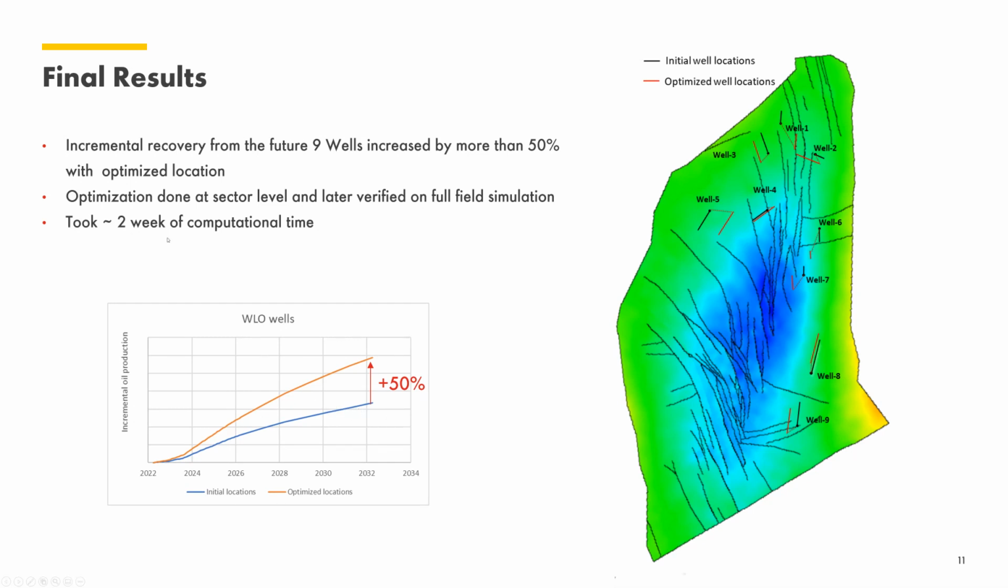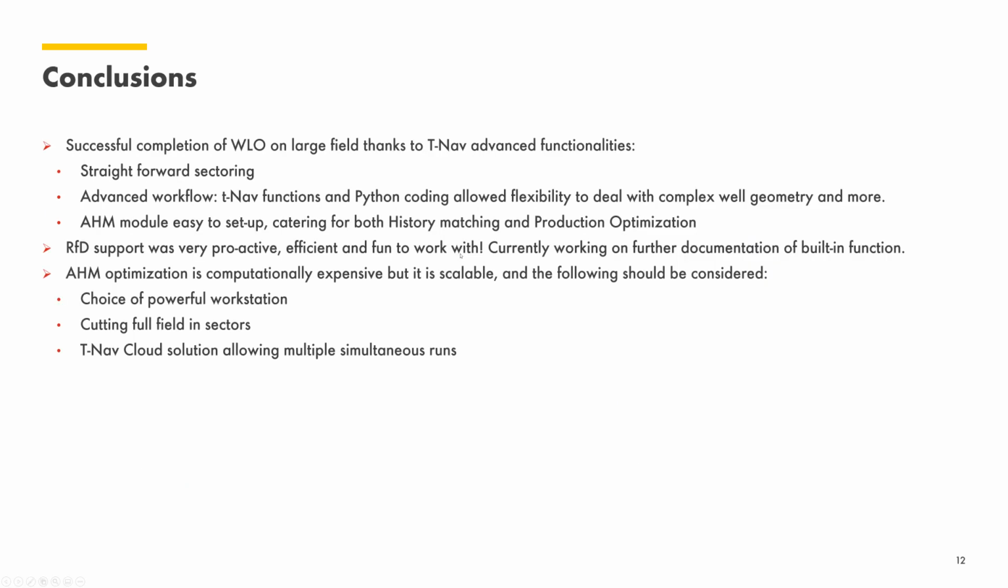And it took about 2 computational weeks to do the full thing, with the sector optimization and the full field. So the conclusion is that we managed to complete the well location optimization, and we found more than 50% incremental compared to the original locations. And this was thanks to the tNav advanced functionalities.